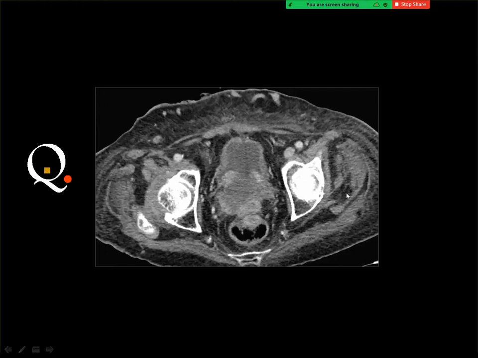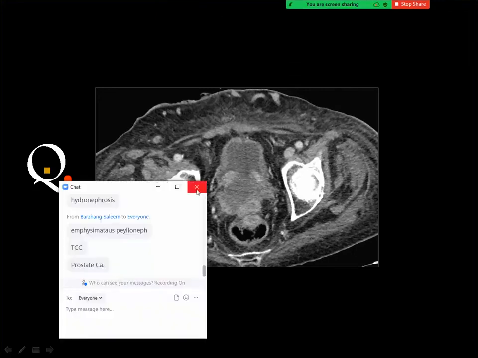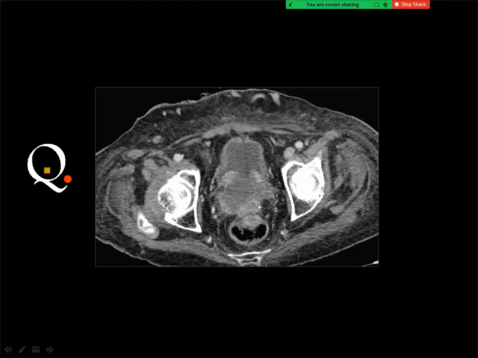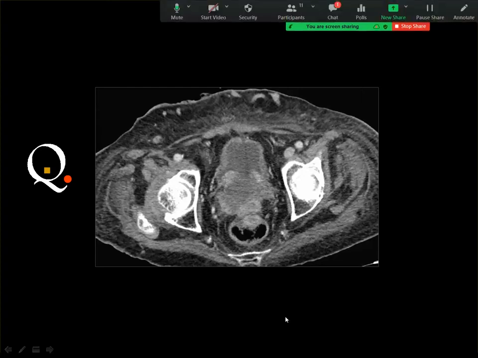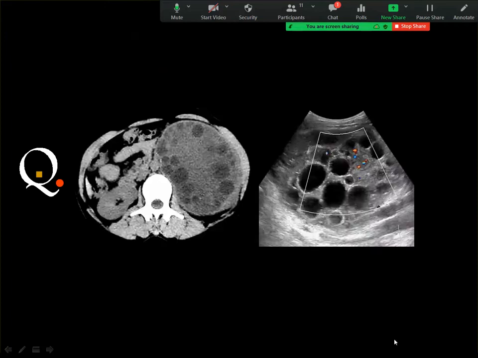The second case is a CT scan after contrast injection of the pelvis in the region of the urinary bladder, prostate, and rectum. Yes, and the answer is good. This is prostatic cancer, and in such conditions, you should look for invasion of the urinary bladder and invasion of the rectum. Both are invaded by the tumor. The rectum, the bladder, and of course, the seminal vesicles are also invaded by this prostatic cancer.